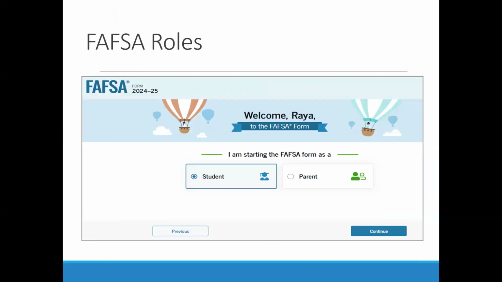You're going to select the role that you're completing. We always suggest that the student complete the student role and the parent only complete the parent role. And then the student always starts the FAFSA and completes their section first. So we're going to go through this for the student section.